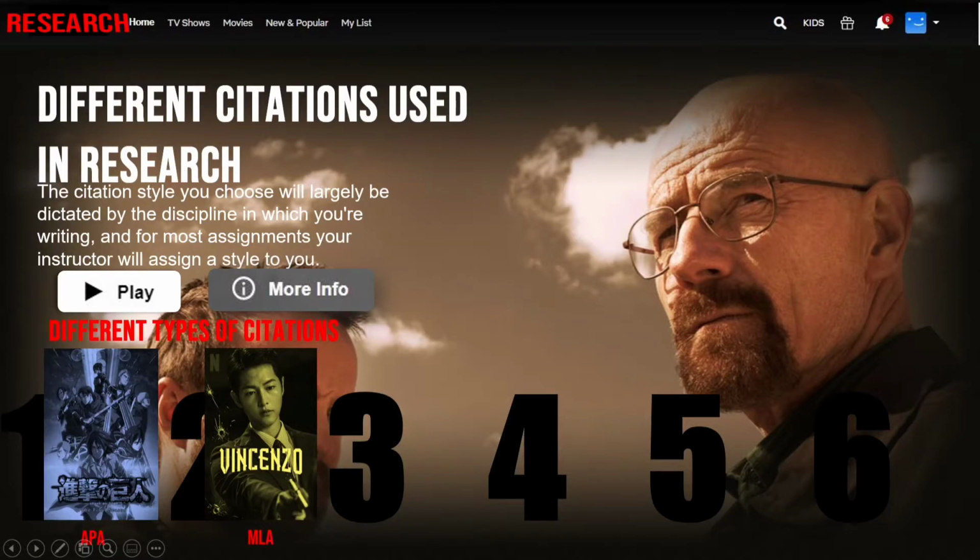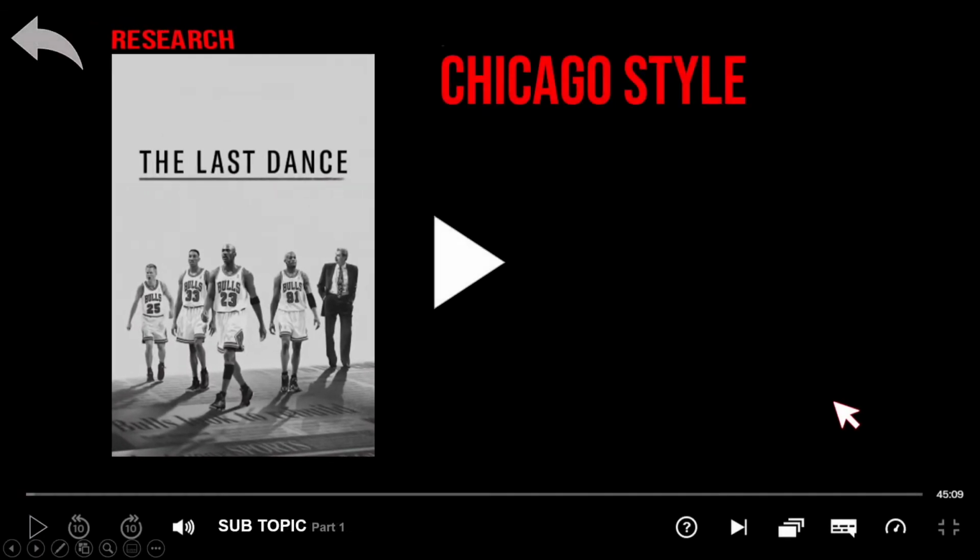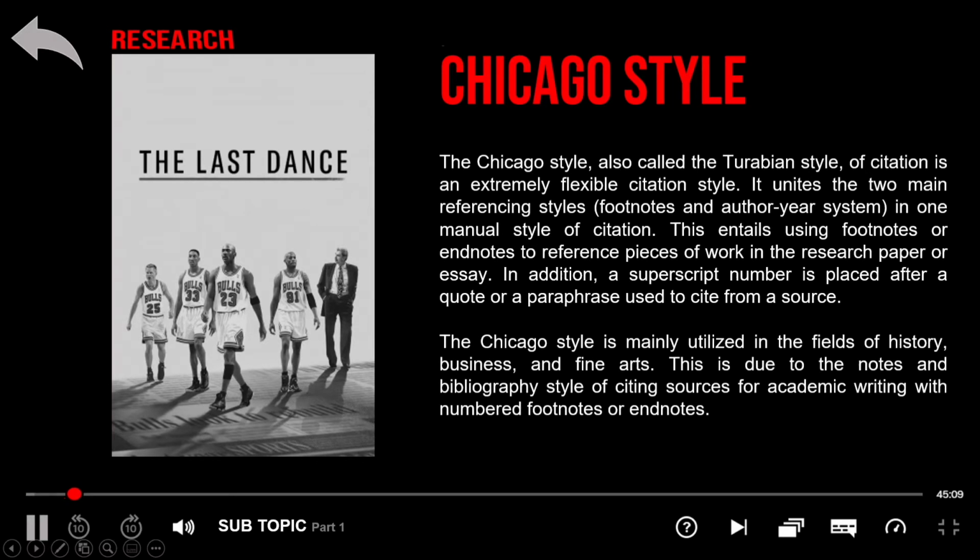So the next citation style is the Chicago style. The Chicago style, also called the Turabian style of citation, is an extremely flexible citation style. It unites the two main referencing styles in one manual style of citation. This entails using footnotes or endnotes to reference pieces of work in the research paper or essay.